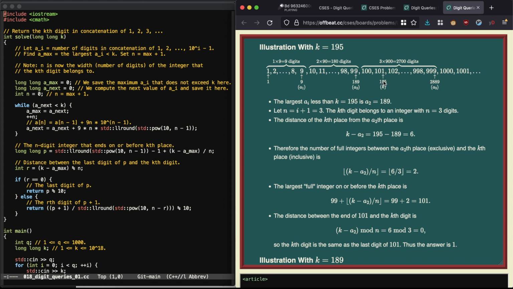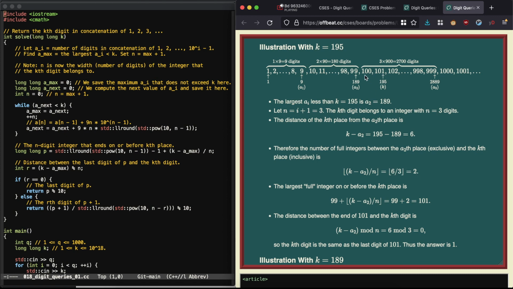So k equals 195, and this is our peg number 189, and the difference is 6. And just like before, we conclude that we are dealing with 3-digit integers. Our solution belongs to this group of 3-digit integers, that is n equals i plus 1 equals 3, same as before. The distance between this and this place is 6. So 195 minus 189 is 6. And 6 divided by 3, because each integer consumes 3 digits, is 2.